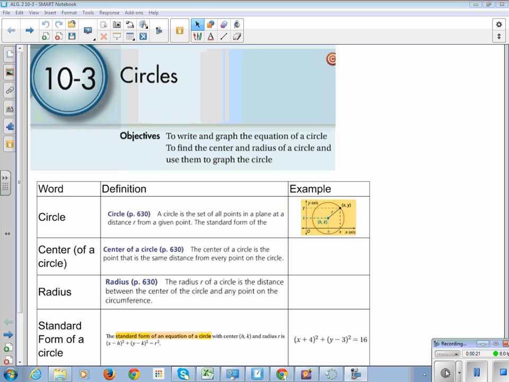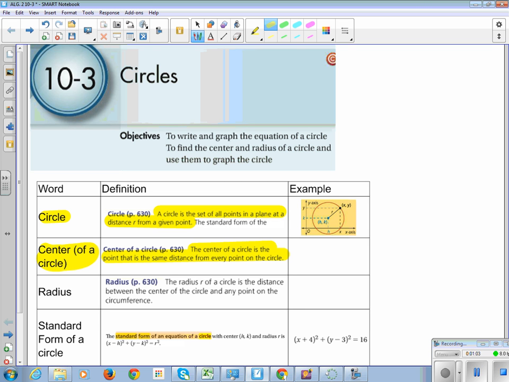Firstly, just so that you guys have the proper definitions, because I don't want you running around on the street not knowing proper items. The word circle, as we're going to use it, is the set of all points in a plane at a distance r, which is the radius, from a given point. The center of a circle is the point that is the same distance from every point on the circle.